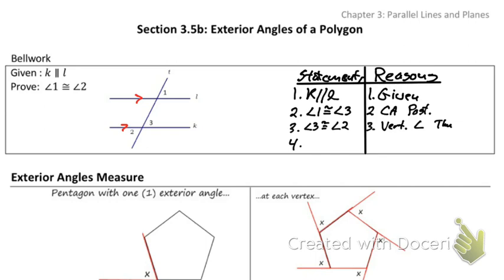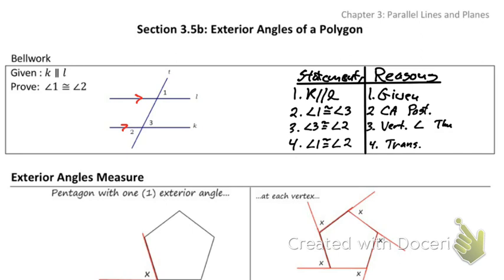And what is my final step? Angle 1 is congruent to angle 2 because of the transitive property. Yep. Questions on that?